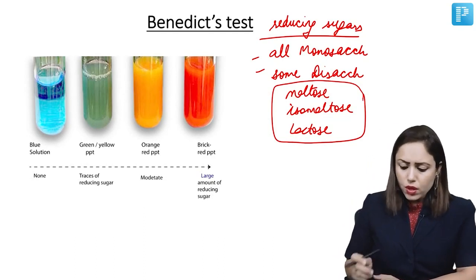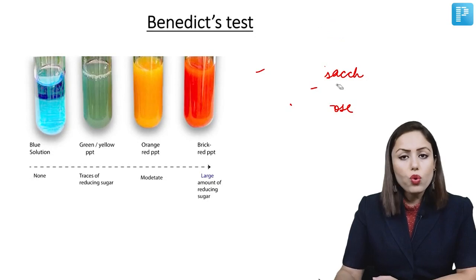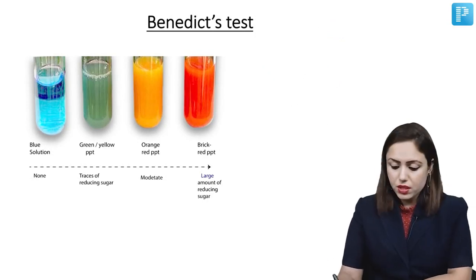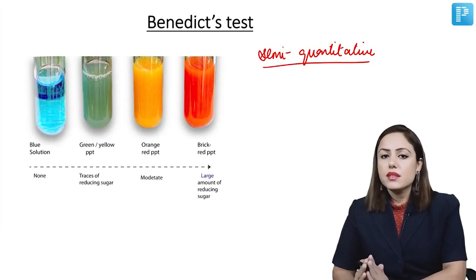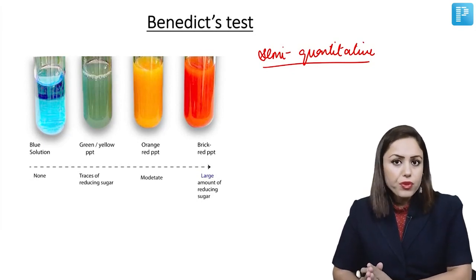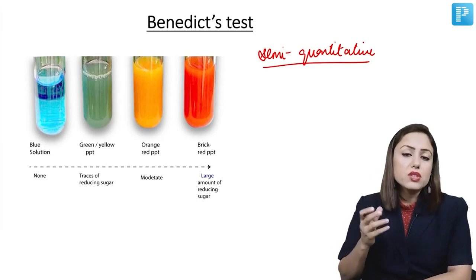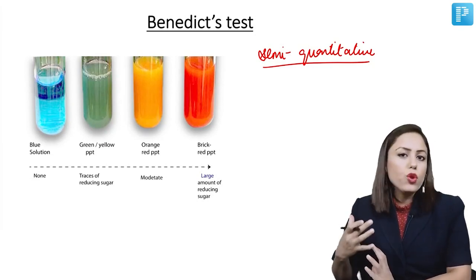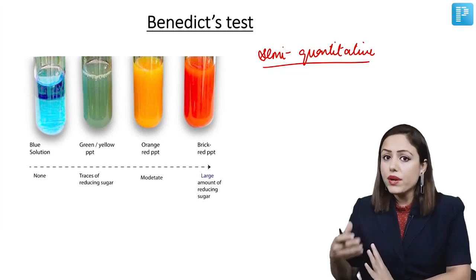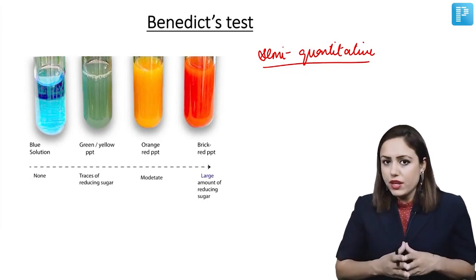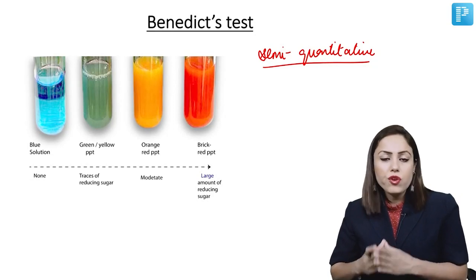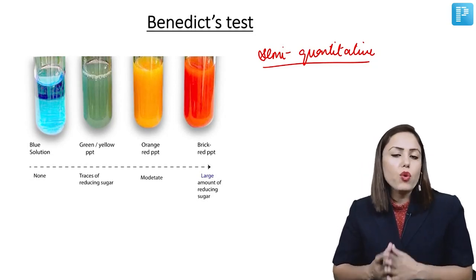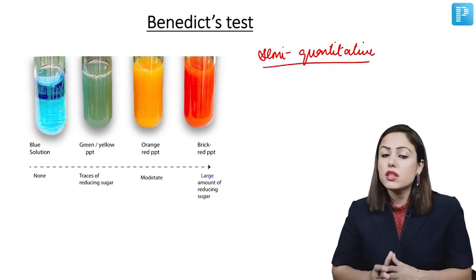Okay, so Benedict's test is also called a semi-quantitative test, because this test gives various colors. You can see in the picture, it gives various colors, and these colors tell the amount of sugar present. Amount means quantity. So it is a qualitative test as it tells the presence of sugar or not, right? But it is semi-quantitative because it gives an estimate of the amount of sugar present in the sample.